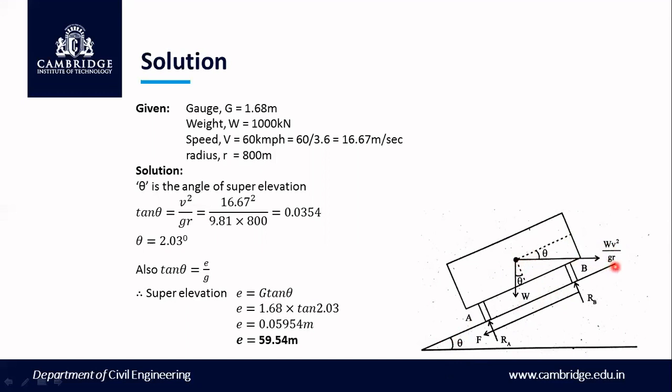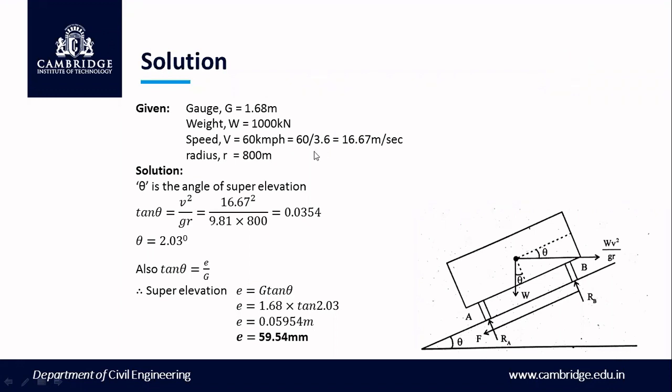So coming to the solution, theta is declared as the angle of super elevation here. We have tan theta is equal to V square by GR. Substitute V, that is 16.67, divided by 9.81 into the radius, which is also given as 800 meter. We solve further, and we get theta is equal to 2.03 degree. So this is the condition when you need to find out for the super elevated surface.